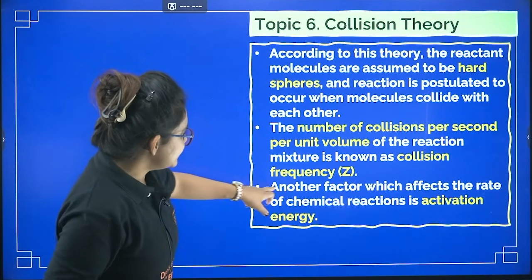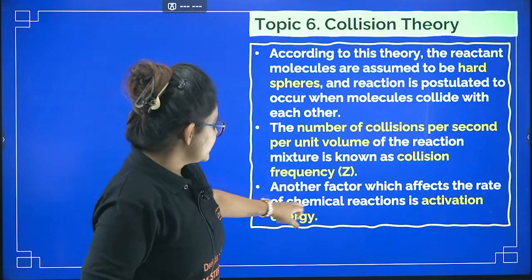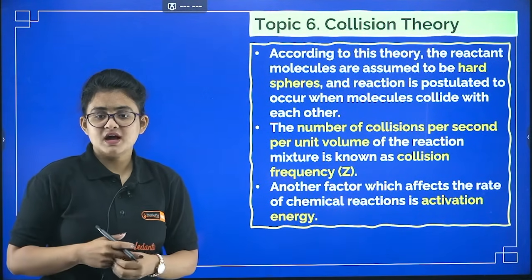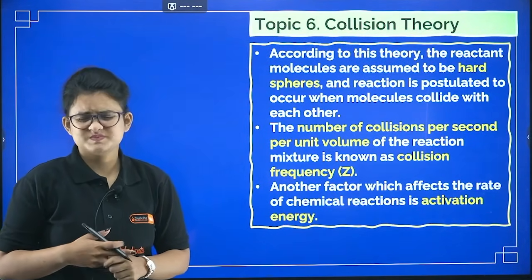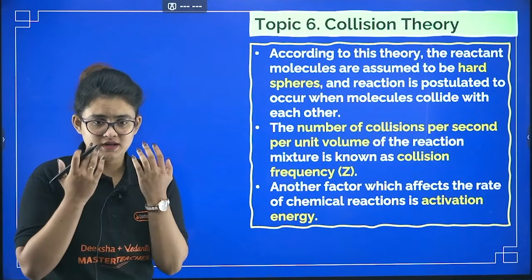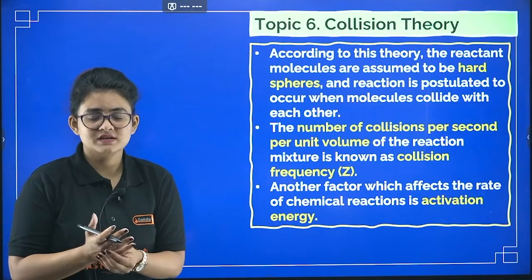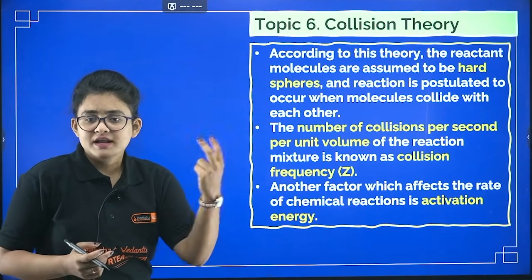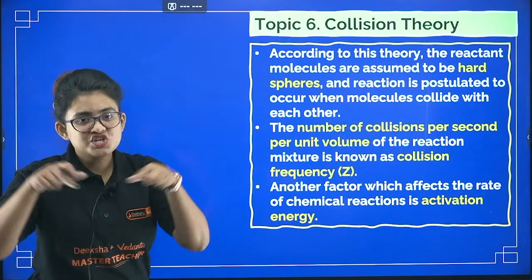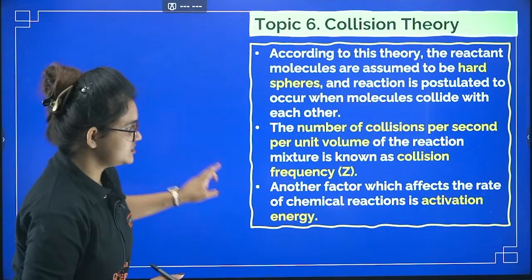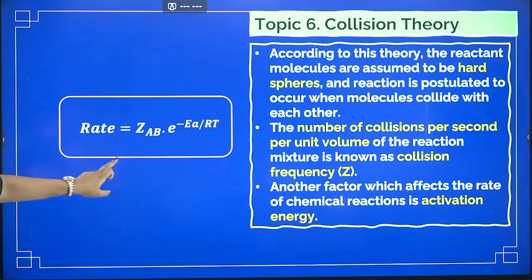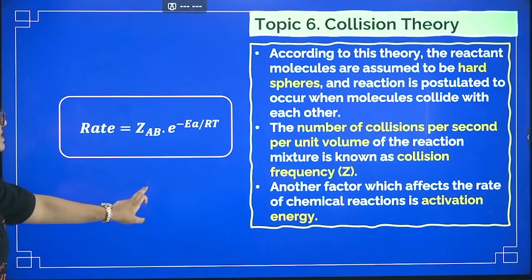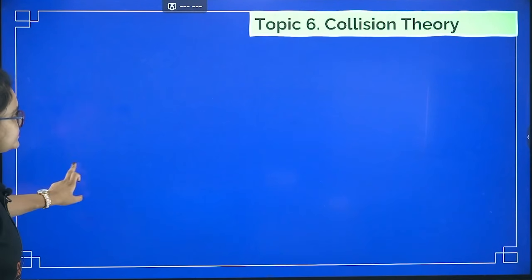Another factor which affects the rate of a chemical reaction is the activation energy. Whenever they ask about the factors that can hamper a reaction rate in accordance with the collision theory, you can write effective collision, next the orientation barrier, and finally activation energy. This is the way you can write the rate as well, where Z is called the collision frequency between A and B molecules.